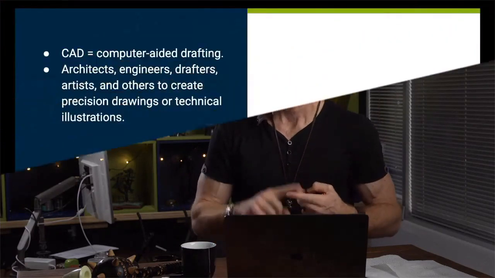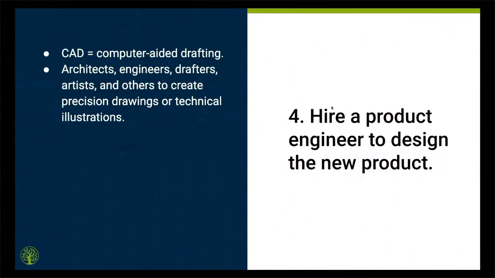Now, how do I find one? Well, first of all, an architect, an engineer, a drafter, an artist, these are the kind of people that will do precision drawings or technical illustrations. But you need to be warned of one thing. There are some people who will pose as a product engineer, but they don't have engineering experience or an engineering degree. They're really good at the CAD, the drafts, the drawings, but they don't know how to make it work.